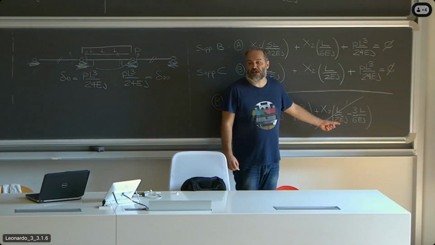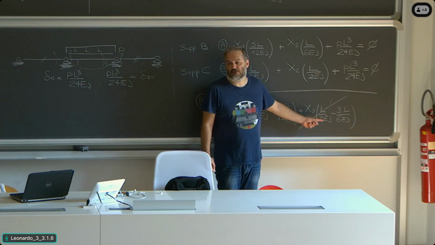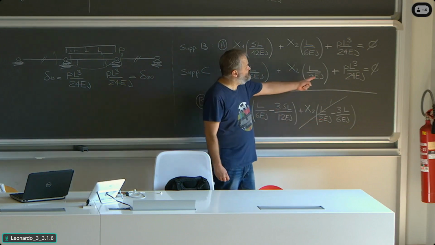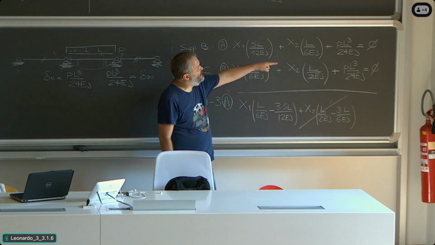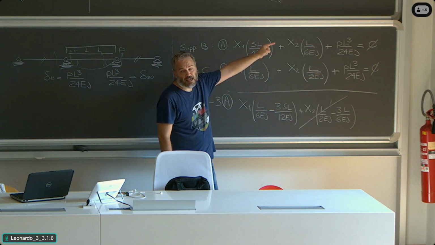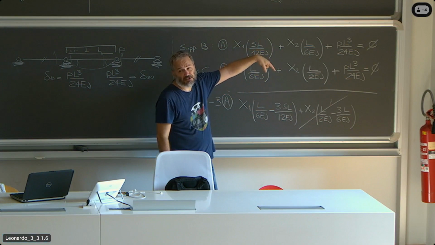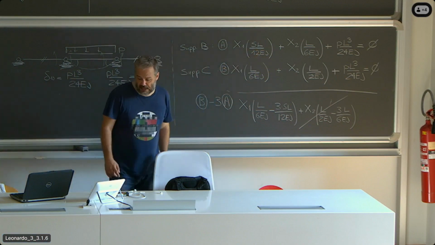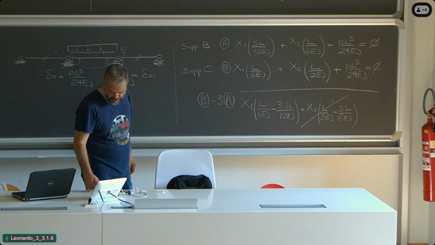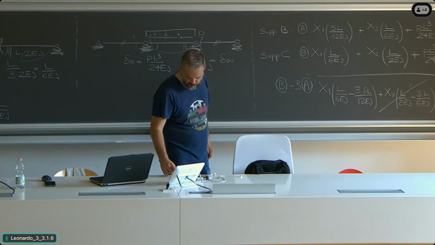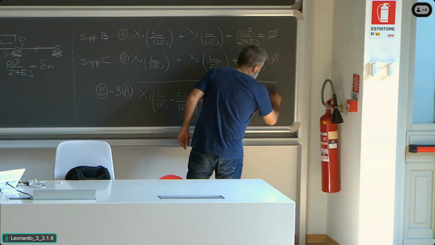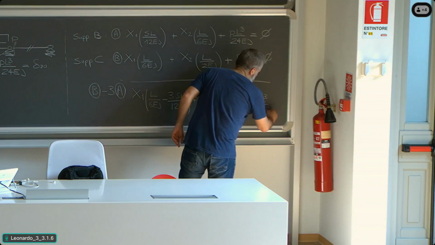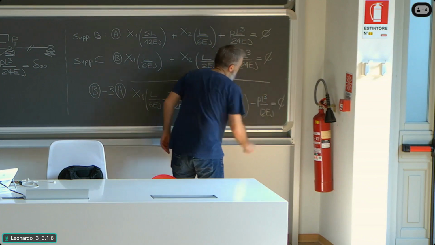Basically, you see what happens here. The term with the unknown x2 disappears. Then we have here the same. We should make B minus 3A, so it's PL to the power of 3 divided by 24 minus 3 times PL to the power of 3 divided by 24. I will directly put the result because I don't have space. The result is minus PL to the power of 3 divided by 12EJ equal 0.